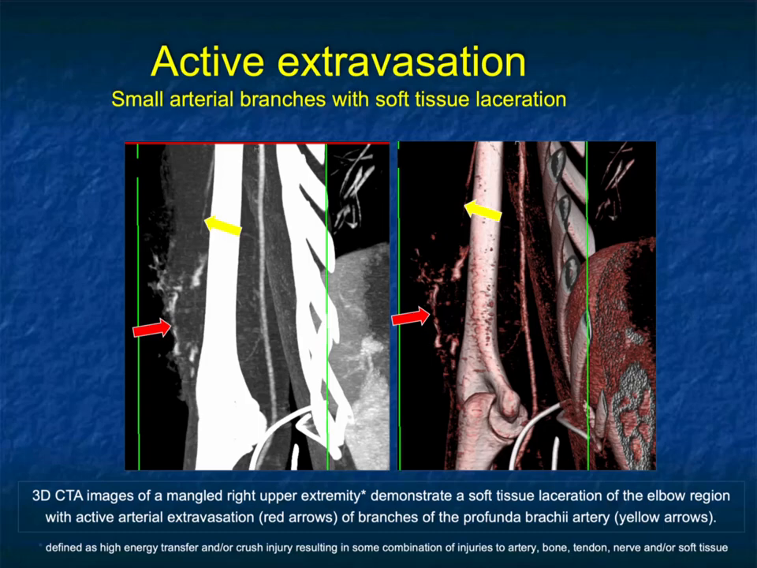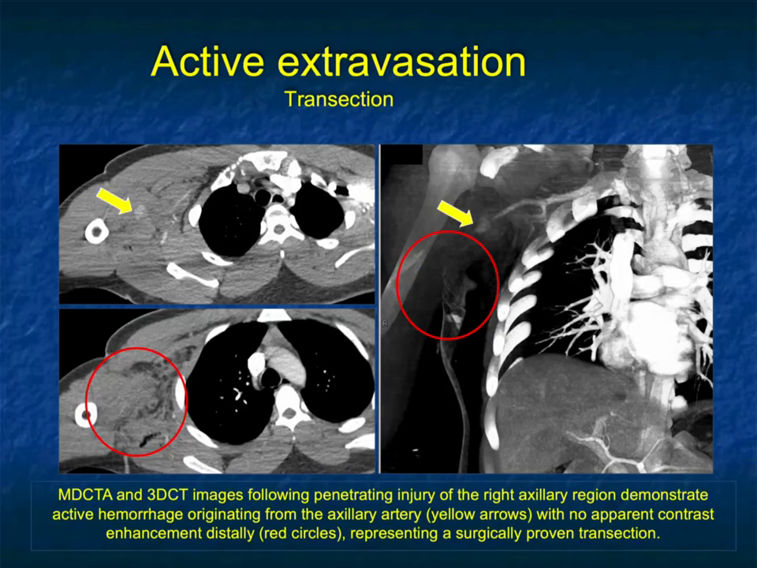And here's another one where soft tissue injury is seen. This patient had a mangled upper extremity. There's soft tissue laceration of the elbow region with active extravasation, in this case of the profunda brachii artery. You can see why we made the point that it's very important to learn the vessels, and again, which images you show. And in this case, I also would go forward and remove the patient's bone.